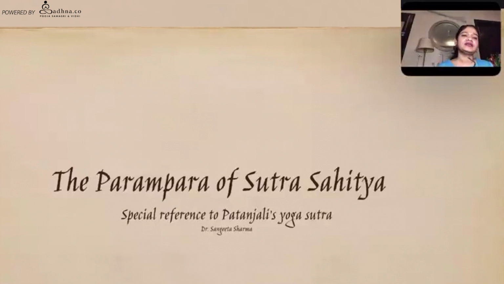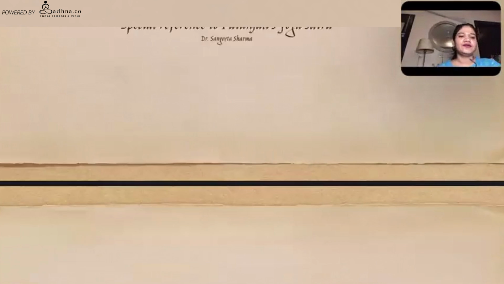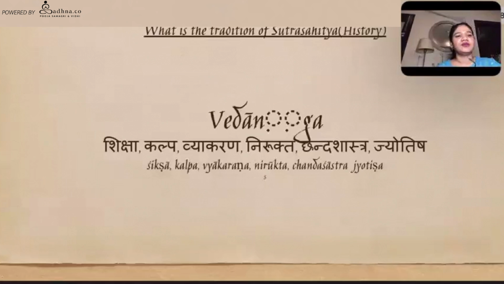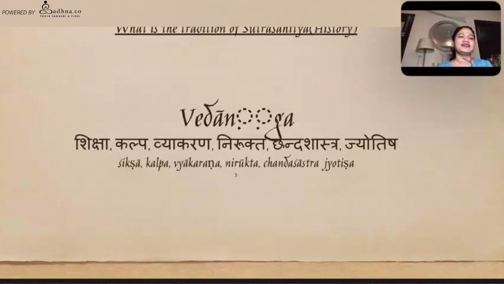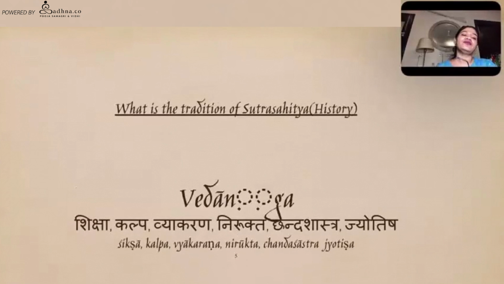Today's topic is the Parampara of Sutra Sahitya, where we are going to talk about why we have this Parampara and from where it has started. We are going to especially focus on Yoga Sutra. This tradition has started from Vedanga.